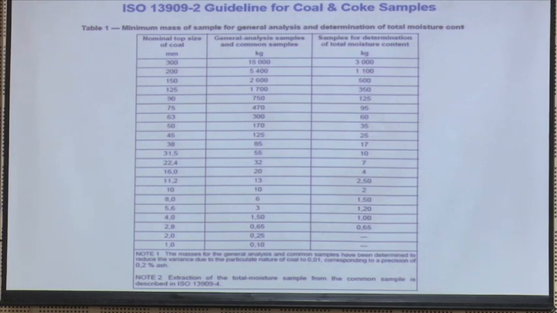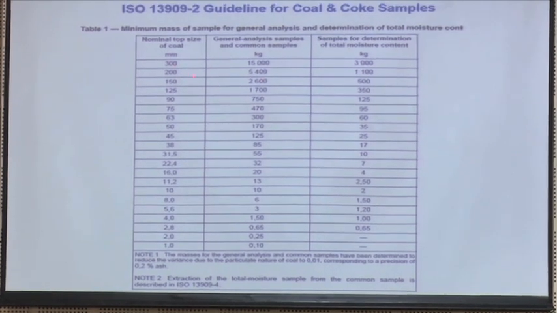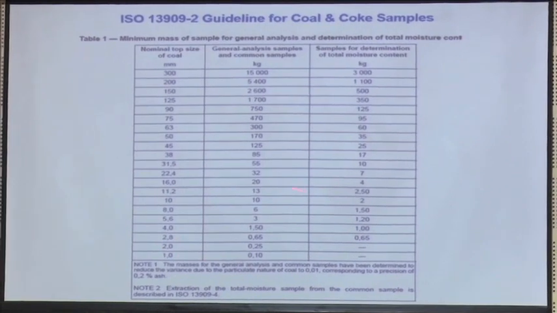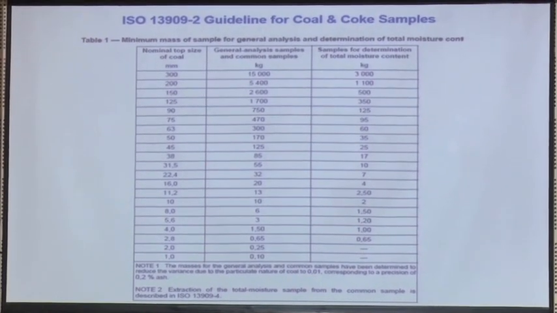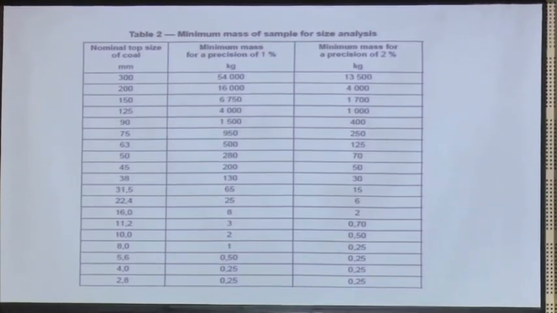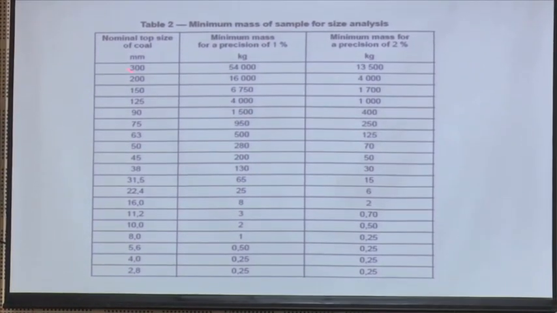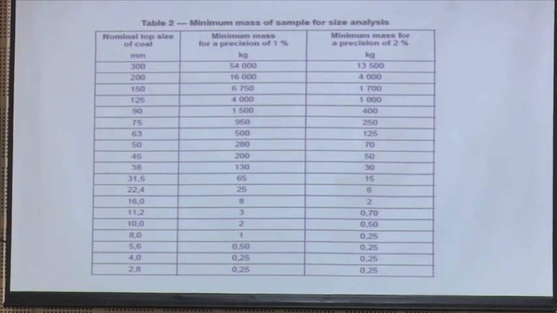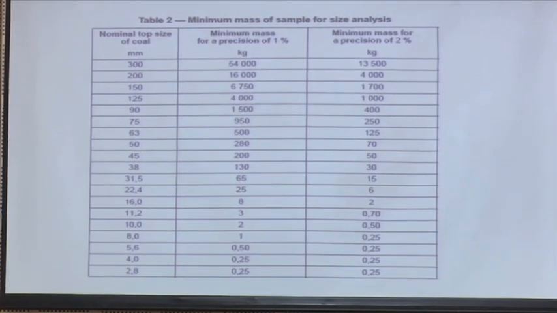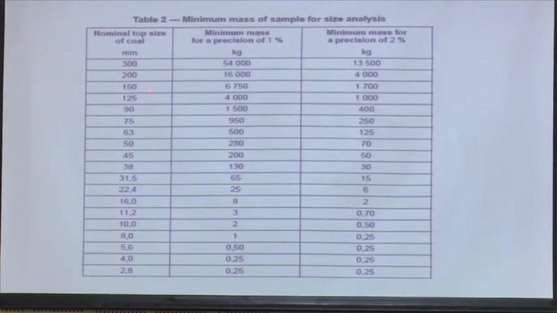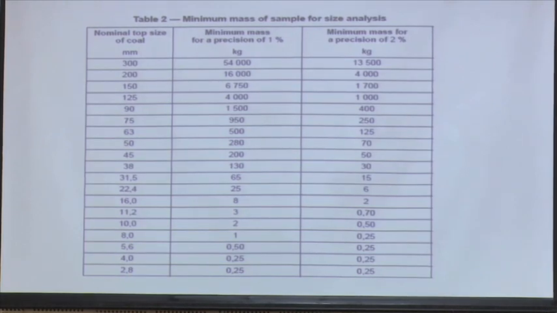Okay. And samples for determination of total moisture content for 300 millimeter, it is 3000 kg, and then you cannot do it at these sizes. So, these are the sizes and weights given. For size analysis, if my top size is 300 millimeter, my minimum sample weight should be 54,000 kg, 54 tons. And if you crush them, how do I then know the size analysis if I have already crushed it? That is the problem.